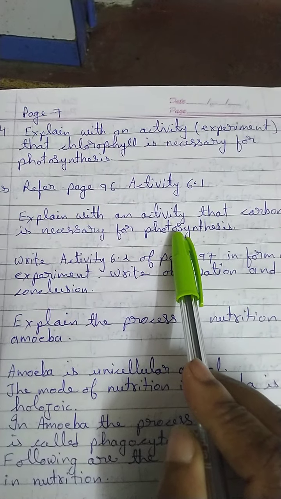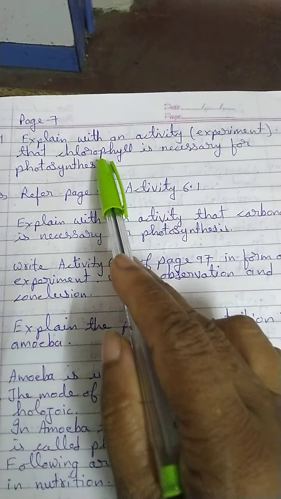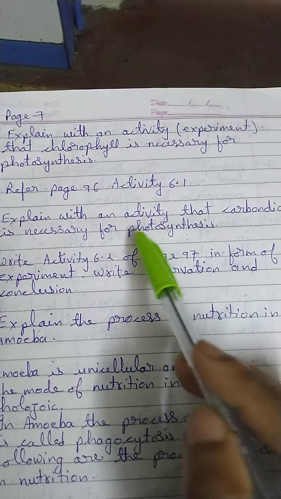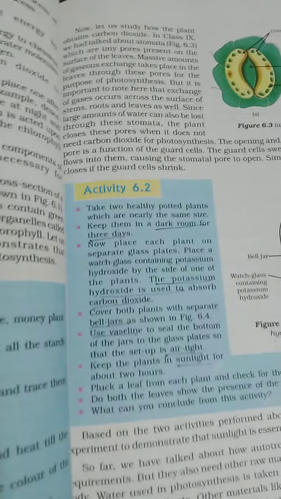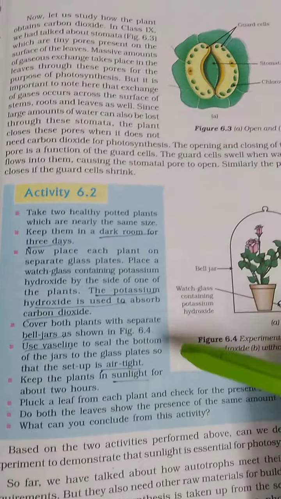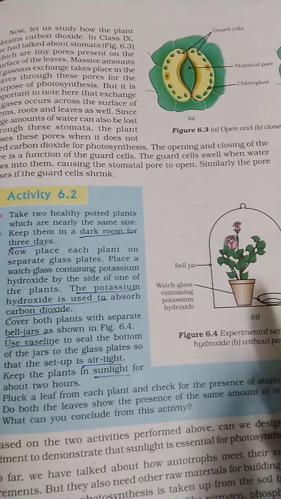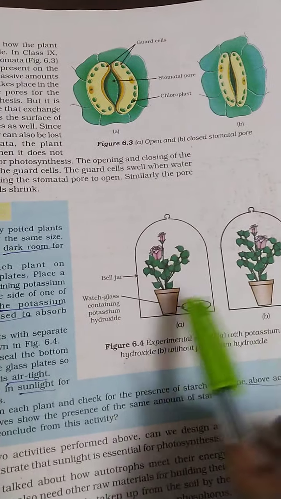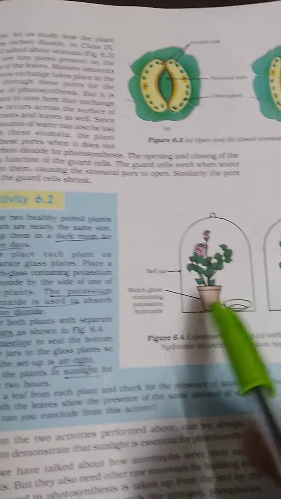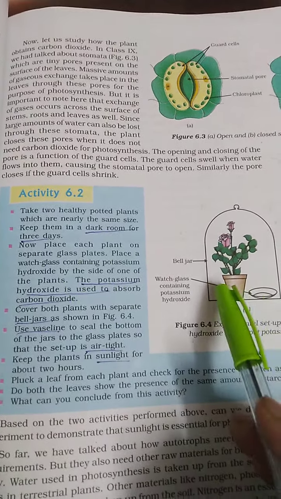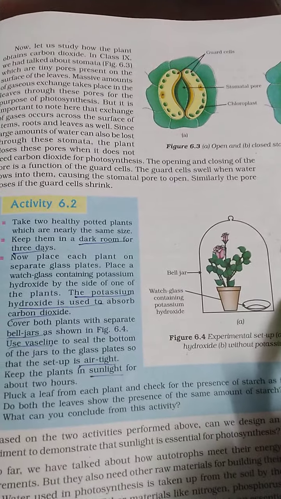Previously we have already seen the activity showing that chlorophyll is necessary for photosynthesis. Today we will discuss that carbon dioxide is necessary for photosynthesis. Let's see it on page number 96, activity 6.2. Here we have to take two potted plants of the same type and keep them in the dark room for 3 days so that all the starch is used up by the plant to get energy.